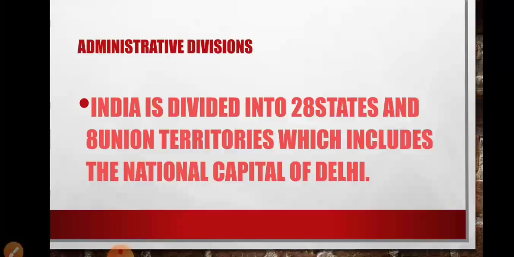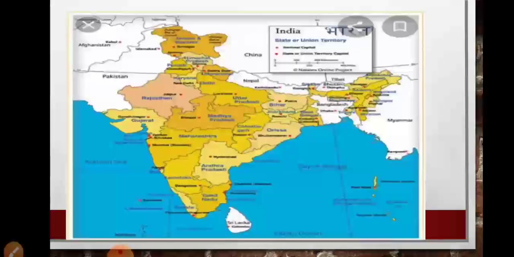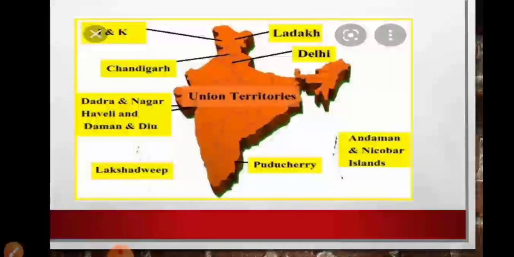Okay, along with this we also discussed the administrative division. On the basis of the regional languages, as you know that India is a democratic republic, on the basis of the languages and the administration, India is divided into 28 states and 8 union territories, which includes the national capital of Delhi. Okay children, so map wise also we understood how many states are there in India.